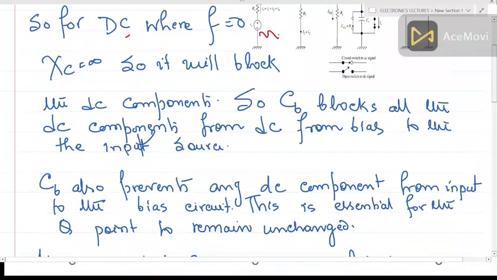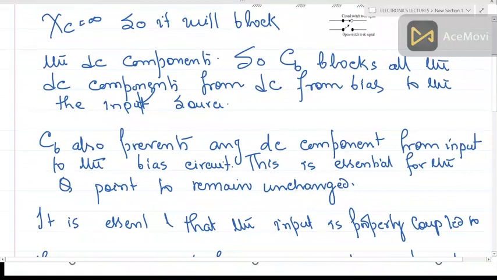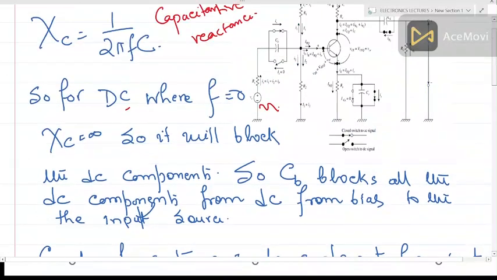Now suppose there is no CB, some part of the DC from the input signal goes to the biasing circuit, and this additional DC will disturb the Q point. And what do we need? We need our Q point to remain unchanged. It should not change, it should be fixed. That is why this CB blocking capacitor is used. It is called a blocking capacitor.